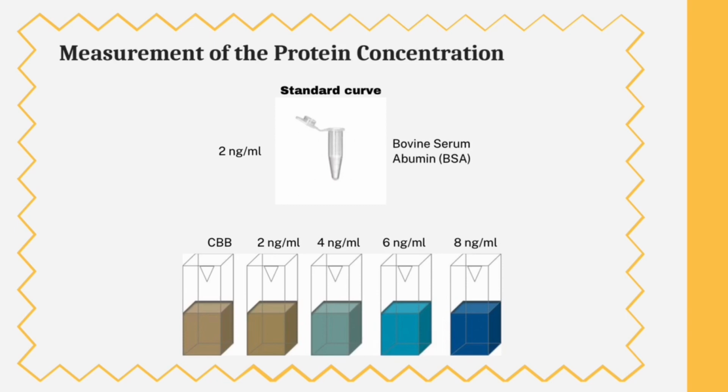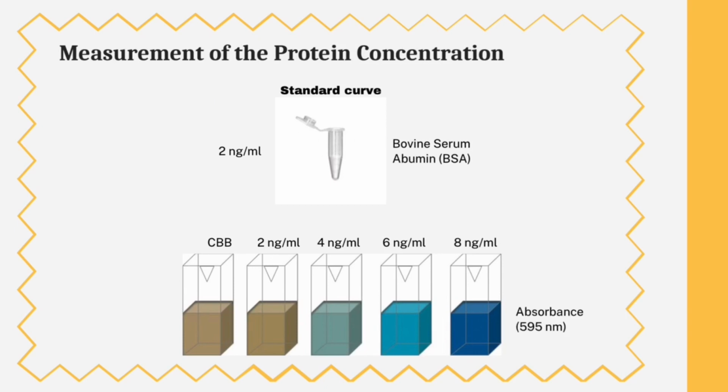Let's say the first one is a Coomassie brilliant blue without any proteins. Let's say we add 1 microliter of this solution. We add 2 microliter, 3 microliter, 4 microliter, and then we will have like serial dilution of the BSA protein, like 2 nanogram per milliliter, 4, 6, and 8.